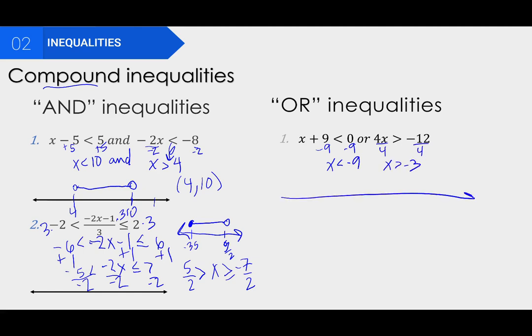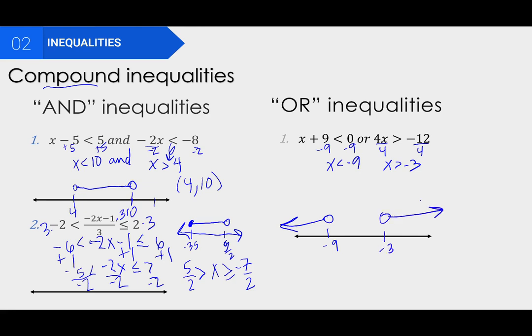So if I look at the number line, I'm at negative 9. I want the numbers that are less than negative 9. That way, open circle. And negative 3, open circle again, that way. So if I have a value like negative 10 that works for one of the inequalities but not for the other one, that's okay. It's a take-all.